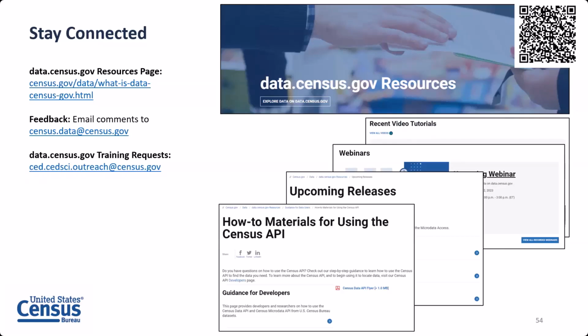And then finally, if you would like to email any comments or questions to us, the best way to get in contact is through census.data@census.gov. And if you have any specific training requests, you can get in contact with us through ced.cedsci.outreach@census.gov. That is going to be specifically for data.census.gov, the microdata access tool, and the Census API.